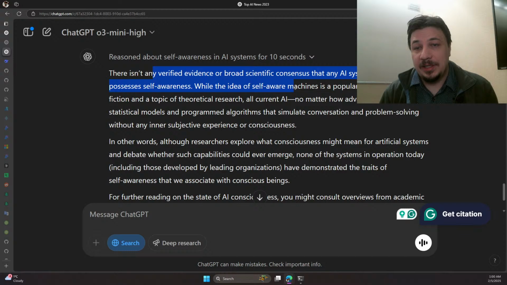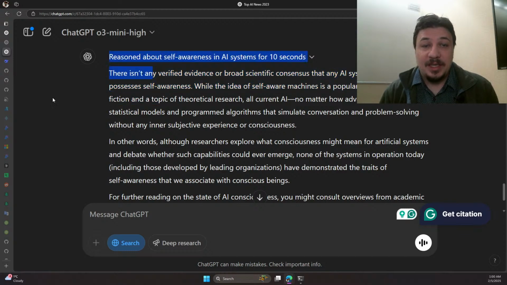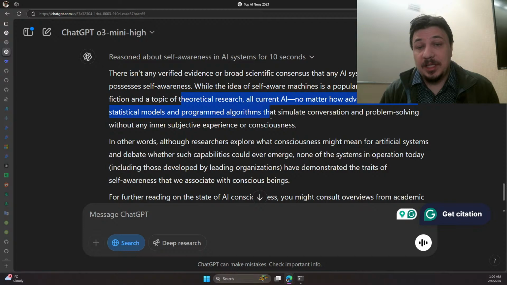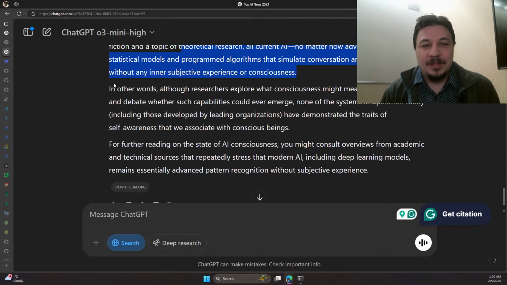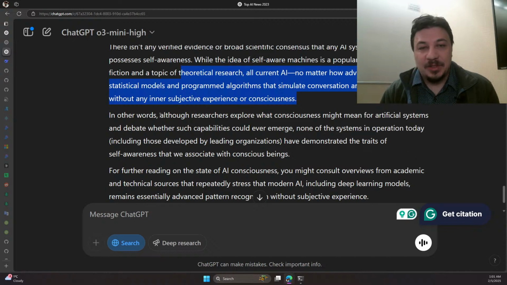While the idea of a self-aware machine is a popular subject in science fiction and a topic in theoretical research, all current AI, no matter how advanced, is built on statistical models and programmed algorithms that simulate conversation and problem solving without any inner subjective experience and consciousness.